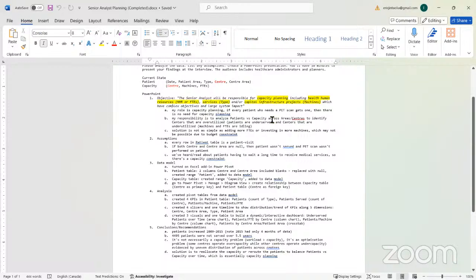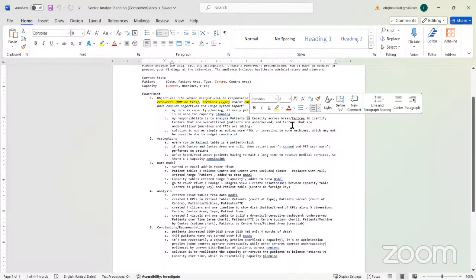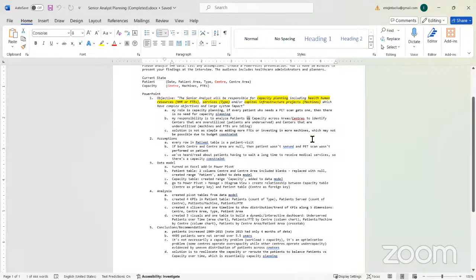If every patient who needs a PET scan gets one, then there is no need for capacity planning, right? My responsibility is to analyze the patients versus capacity across areas, centers, to identify the centers that are overutilized, meaning patients are underserved, and the centers that are underutilized, meaning the machines and FTEs are idling. You know, we want to avoid both situations. The solution is not as simple as adding more FTEs or investing in more machines.